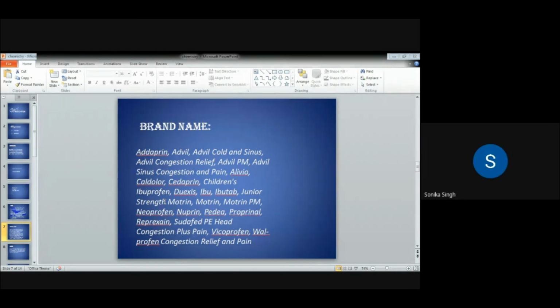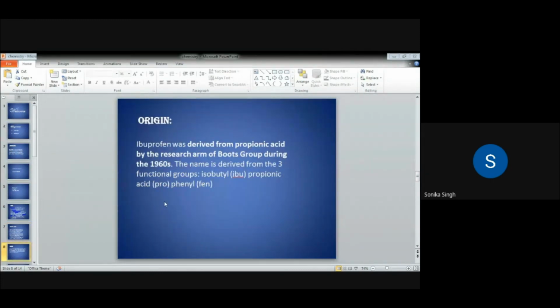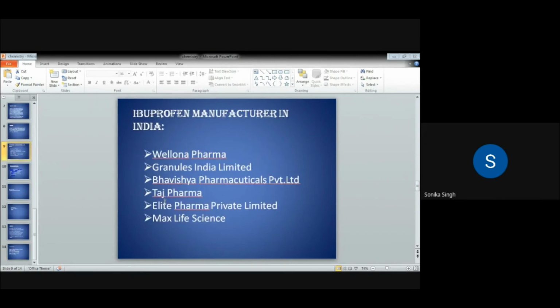Okay, sir. Advil Cold, Sinus, Advil Congestion Relief, and many more which are given here. And the origin of it is, it was derived from propionic acid by the research arm of Boots Group during the 1960s. The name is derived from three functional groups, which is isobutyl propionic acid, phenyl. And these are the companies which manufacture it in India: Well-known Pharma, Granules India Limited, Taj Pharma, Max Life Science.